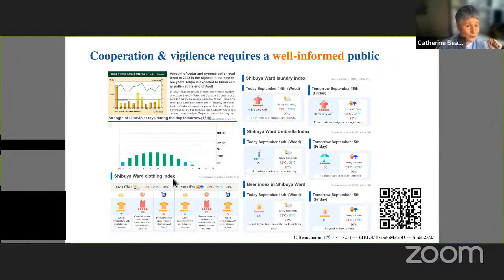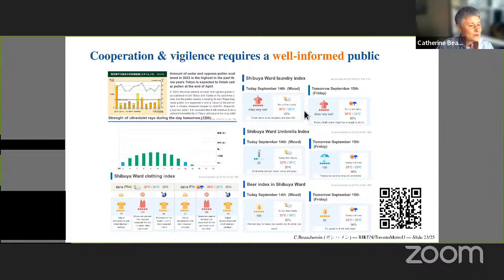This is the clothing index. So this says adjust temperature with short sleeves with a cardigan. Here it says that in the evening of today, you should adjust your temperature with short sleeves and a cardigan. There is also a beer index. I didn't know that was a thing. Turns out every day is a good day for beer. So I'm not sure what the point of it is, but also whether you should wear your umbrella, whether your laundry will dry well.